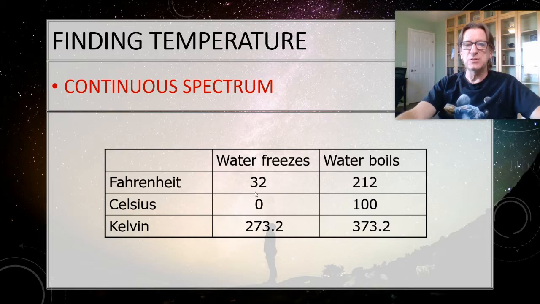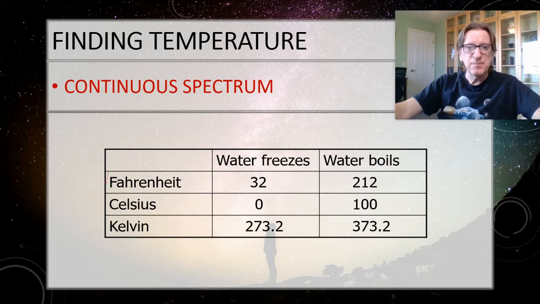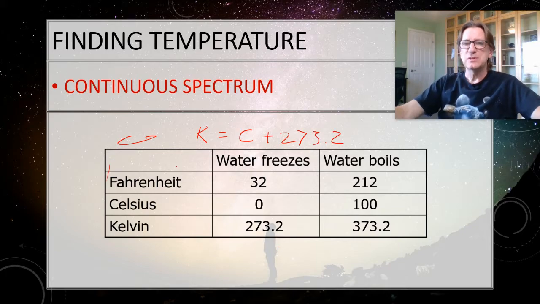So all we need to do is just add 273 degrees. So the formula looks something like this. The degrees in Kelvin is equal to the degrees centigrade plus 273.2. So if I'm at absolute 0, which is negative 273.2 plus this, that puts me at 0 Kelvin.